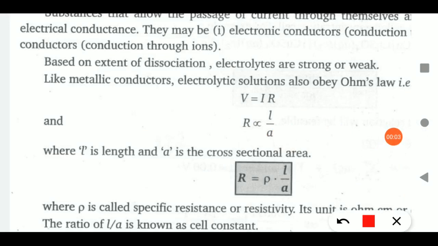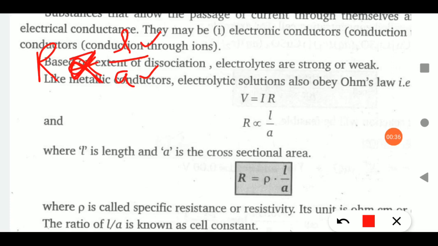What is resistance? It is the barrier in the flow of current. We studied in class 8th and 9th that resistance is directly proportional to the length of the wire and inversely related to its cross section. Higher the length, higher the resistance. But the higher the cross-section area, the lower the resistance.